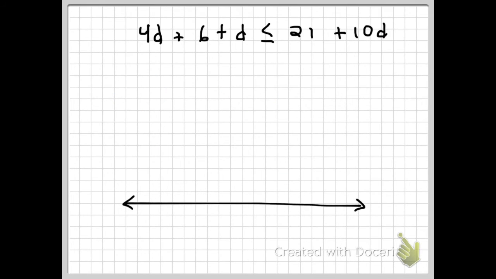All right, let's look at one that's just a bit more difficult now. So we notice we can combine these like terms here. So I have a +4d and a +d, which is really a 1d, giving us 5d, which is positive, plus 6.